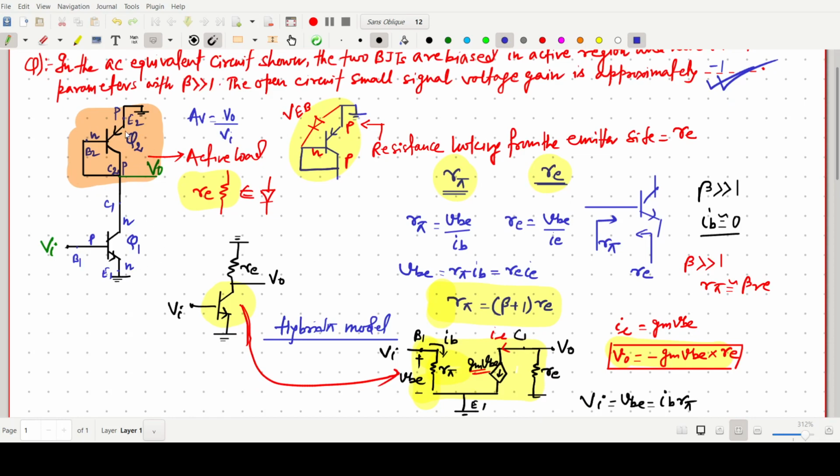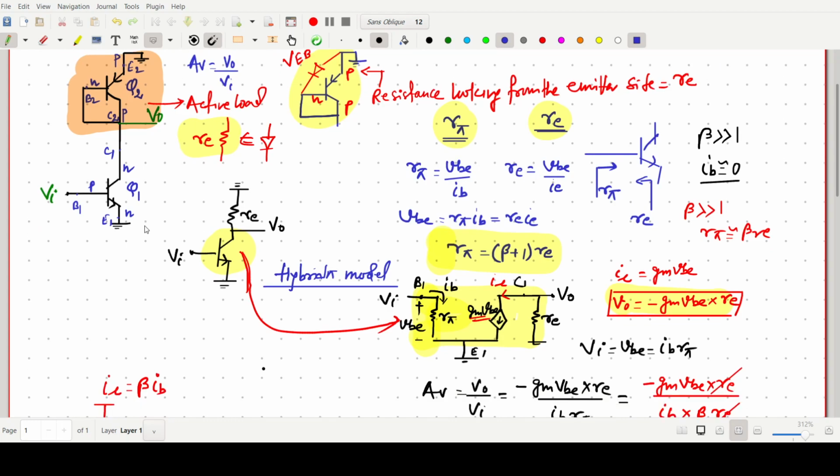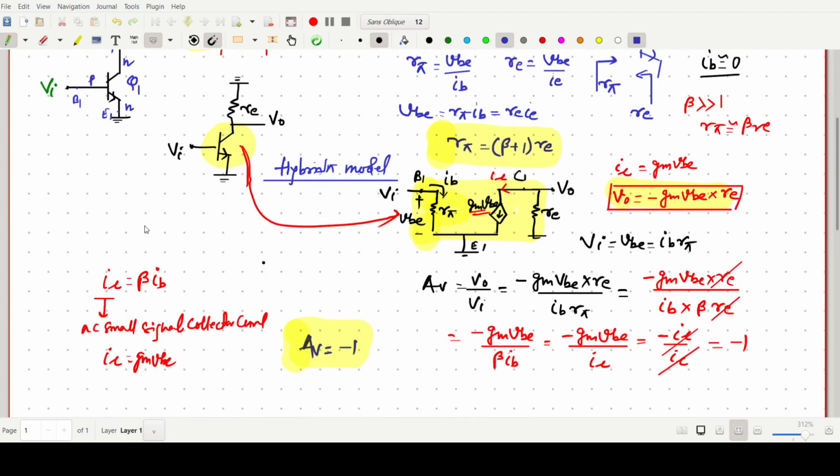There is a diode. In 1992, I think, one more question came regarding this type of NPN diode. So I will try to solve that question also. This is all about this question and the solution.